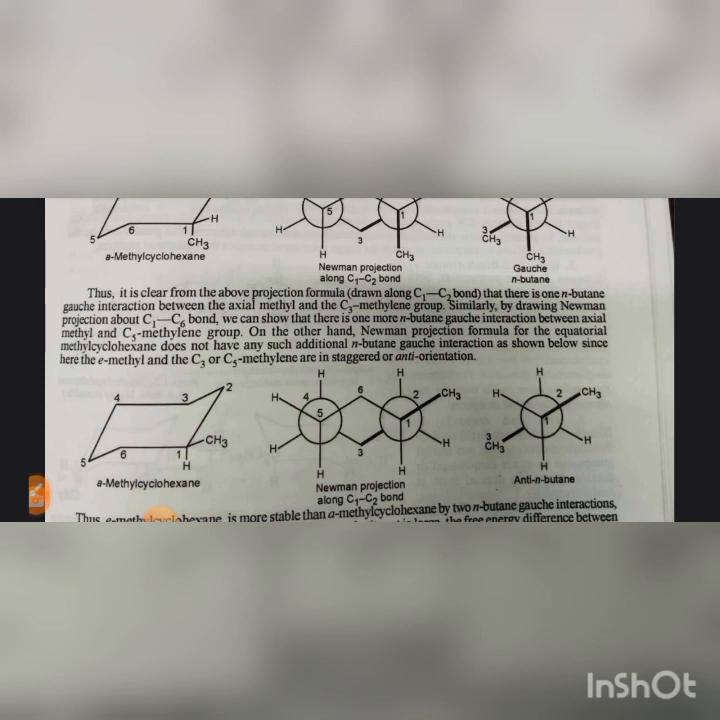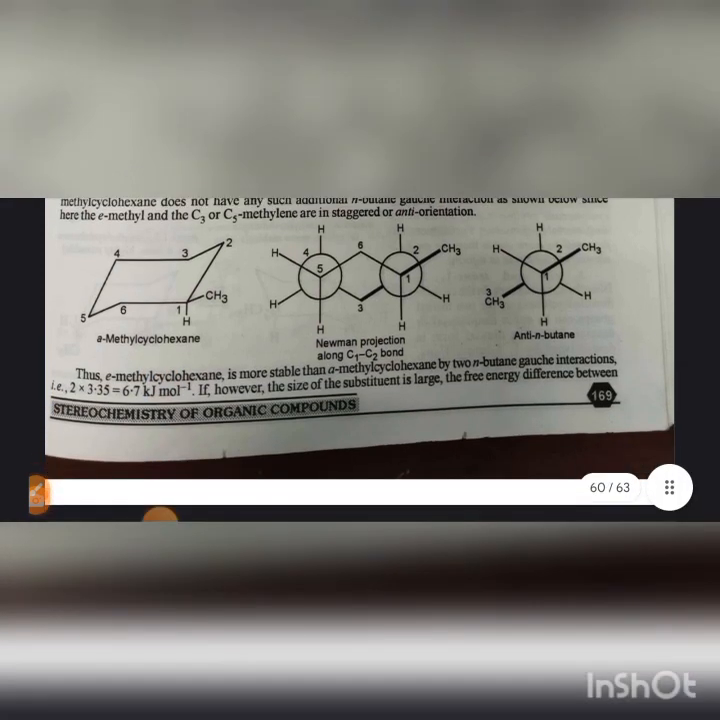On the other hand, the Newman projection formula for equatorial methylcyclohexane does not have any such additional n-butane gauche interaction, as shown below, since here the equatorial methyl and the C3 or C5 methylene are in staggered or anti-orientation. The equatorial methylcyclohexane is more stable than axial methylcyclohexane by 2 n-butane gauche interactions, that is 2 into 3.35 equals 6.7 kJ per mole.